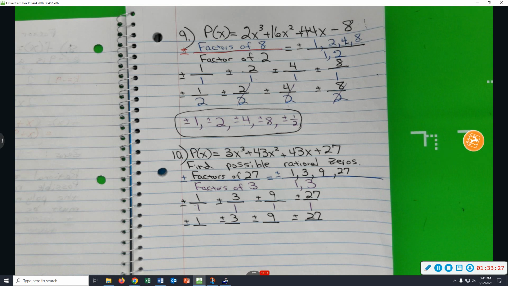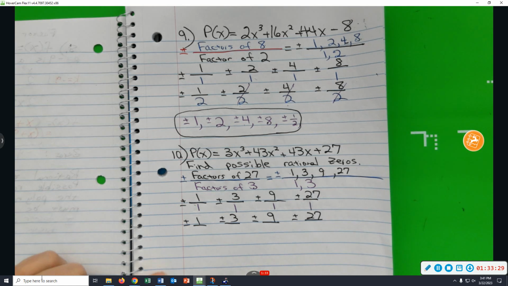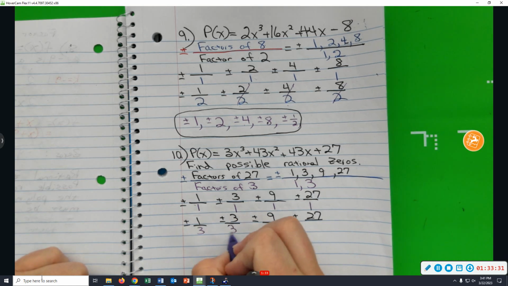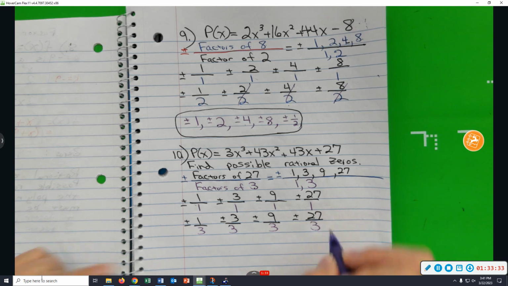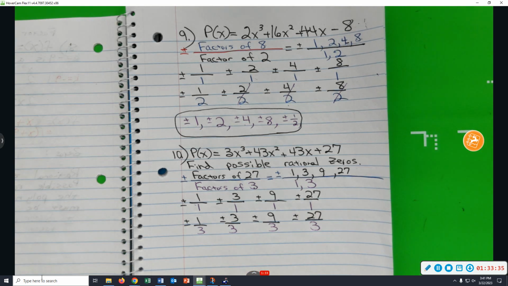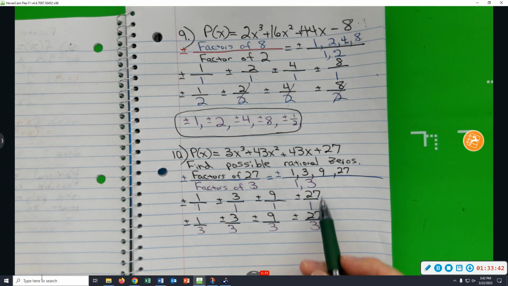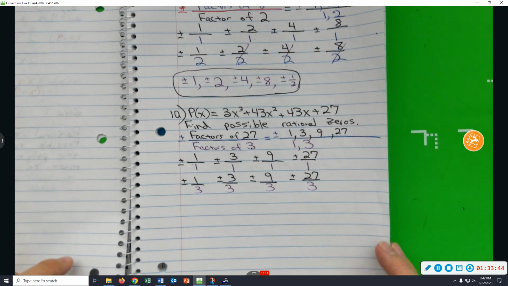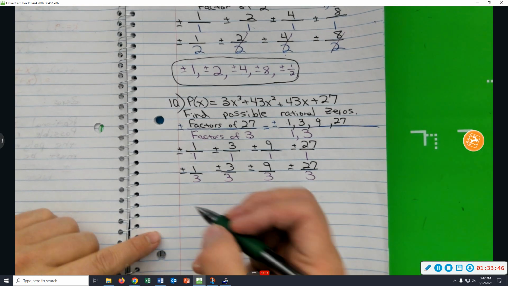And take the 1, 3, 9, 27 and put them over 3. And it's time to start cleaning this up. 1 over 1, 3 over 1, 9 over 1, 27 over 1. Those reduce very nicely.